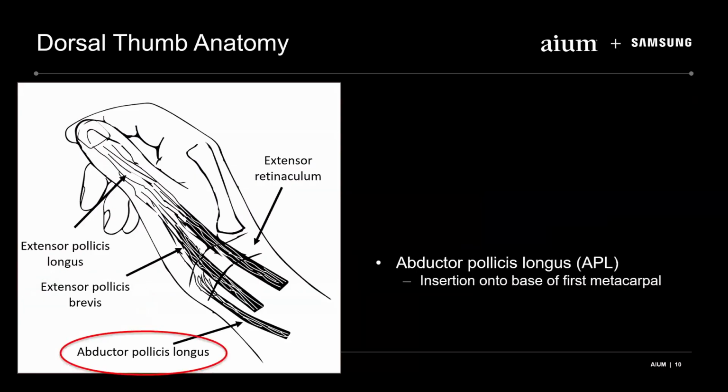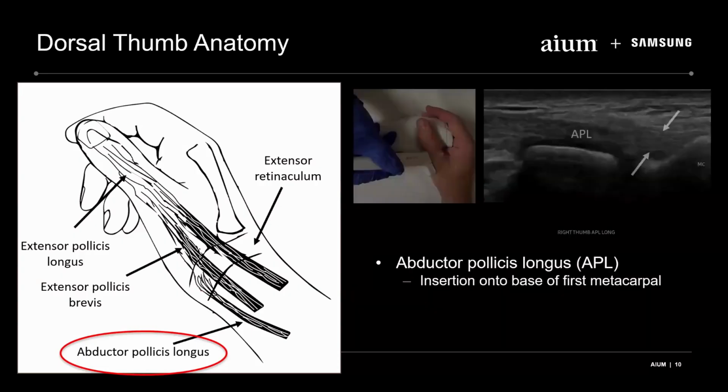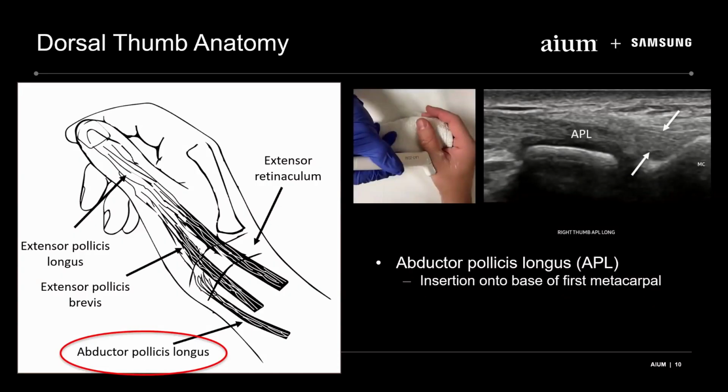And the third tendon, the abductor pollicis longus, that will have the most proximal insertion. That'll be into the base of that first metacarpal. So here we have the thick APL tendon inserting there at the base of the first metacarpal. And that's the carpal metacarpal joint.